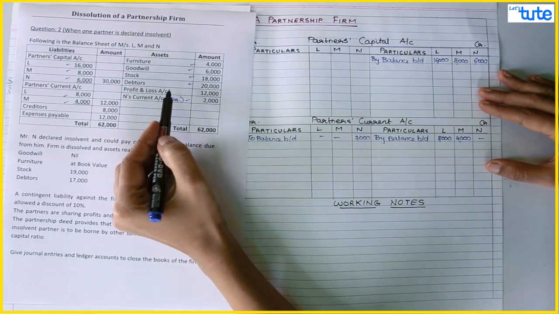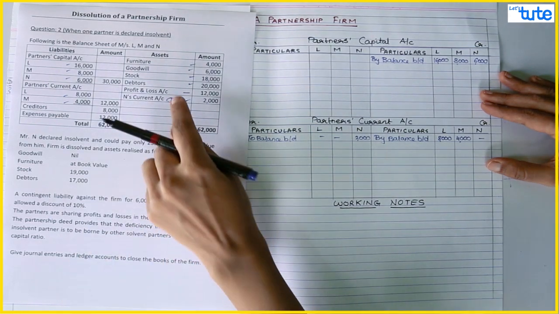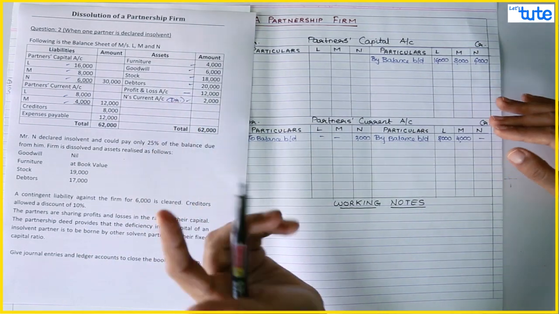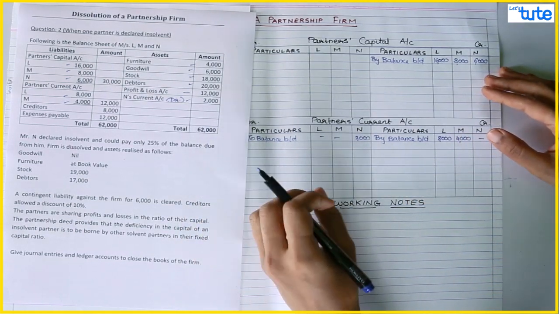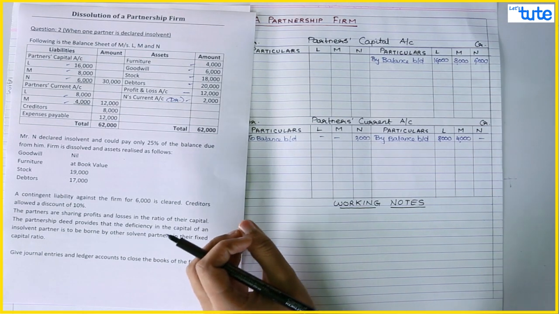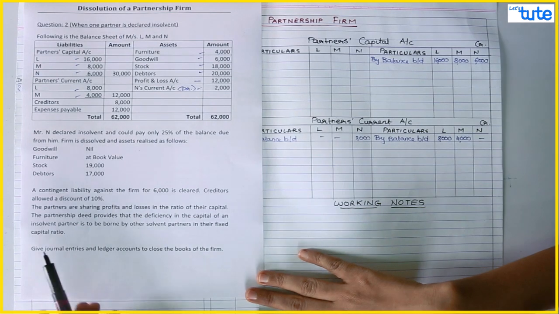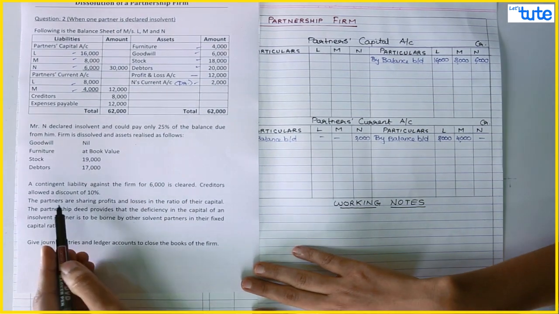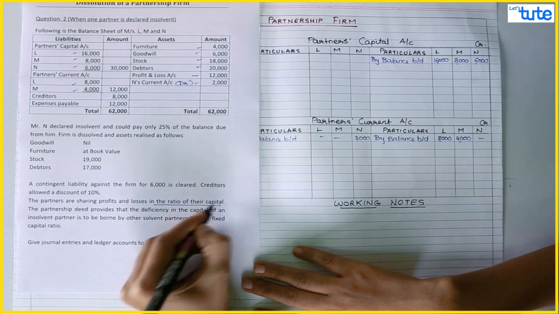Next, now we can transfer the P&L account between the partners. Now this is your accumulated loss. Any accumulated profits or losses are shared between the partners because that belongs to partners. So that would be shared between the partners in their profit sharing ratio. What is the profit sharing ratio? That is given over here. The partners are sharing profits and losses in the ratio of their capital.